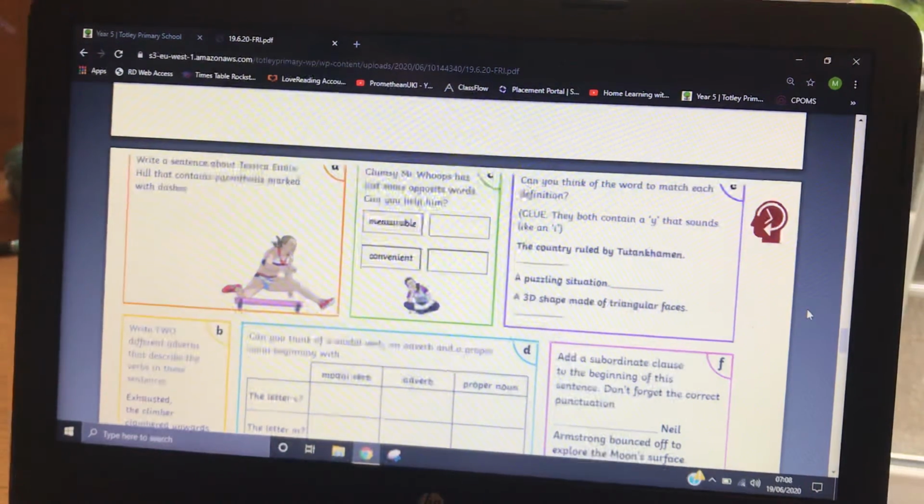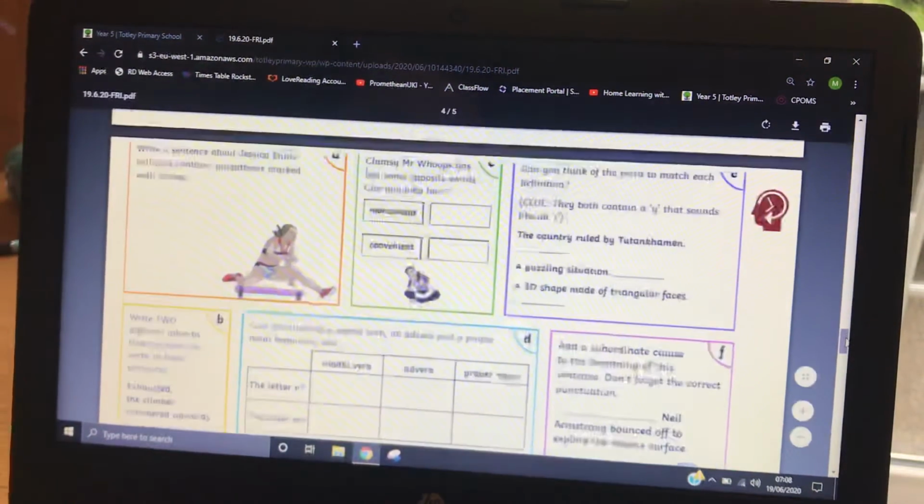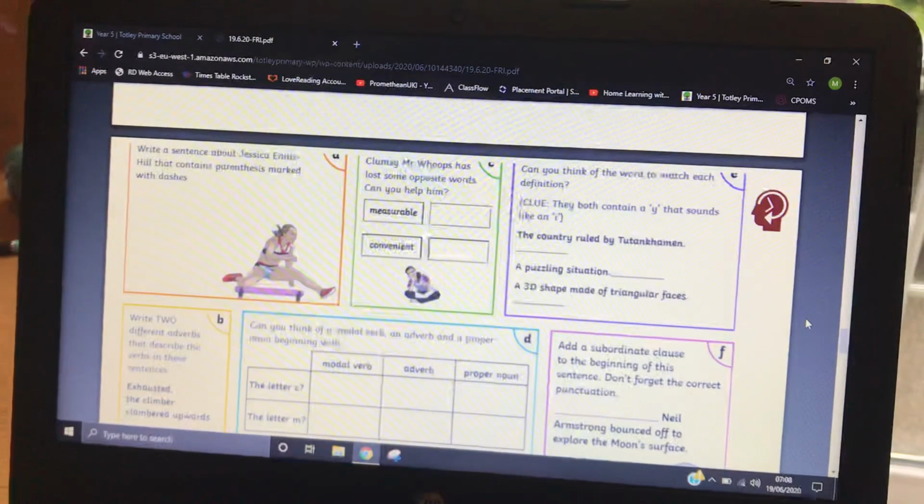Morning. It's English for Friday, so the end of the week. Now, obviously, I know some of you are starting to write your stories today. Some of you are probably in the middle of your stories, wherever you're at.